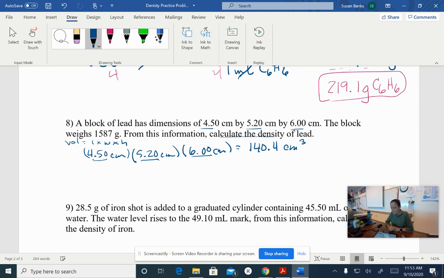I want to calculate the density. So I'm going to just keep it here for now. All right, density is mass divided by volume. So let's take the mass. The mass is given to us, 1587 grams, and our volume, 140.4 centimeters cubed. Okay, we can try it both ways.